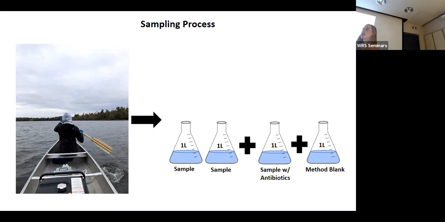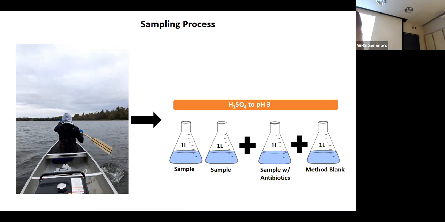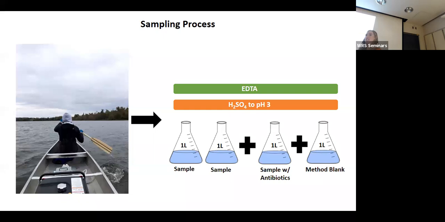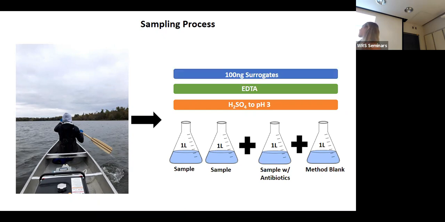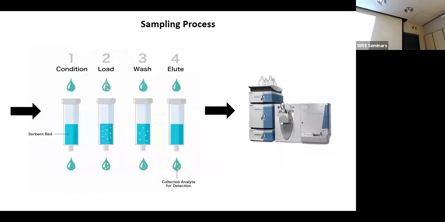There's also a method blank to account for contamination. From there, I adjusted them to pH 3 in order to preserve the sample, prevent any reactions from happening. We added EDTA that complexes metals, and a couple of these antibiotics also complex metals, so we're taking the metals from the antibiotics and complexing them to EDTA so we can actually analyze them. And then we add surrogates, and these are just so we can make sure the sample processing goes all right and we can account for that. I'm not going to get into too much detail about that.